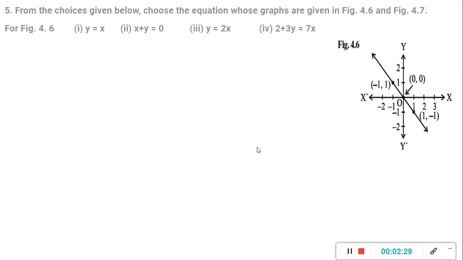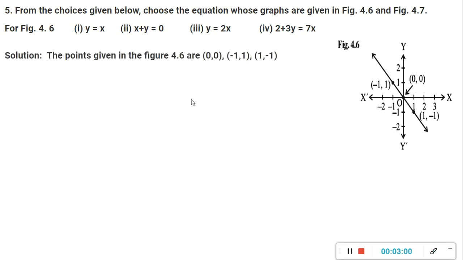Now let's see question number 5. From the choices given below, choose the equation whose graphs are given in figure 4.6 and 4.7. Here you can see figure 4.6. For figure 4.6, the equations given are y is equal to x, x plus y is equal to 0, y is equal to 2x and 2 plus 3y is equal to 7x. So from this we can see which equation is applicable for this graph.